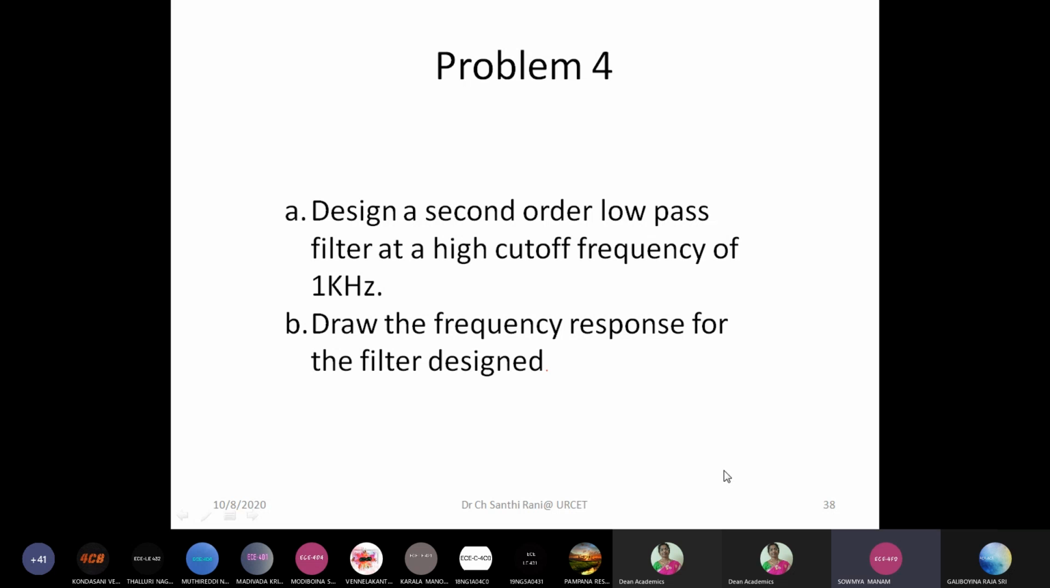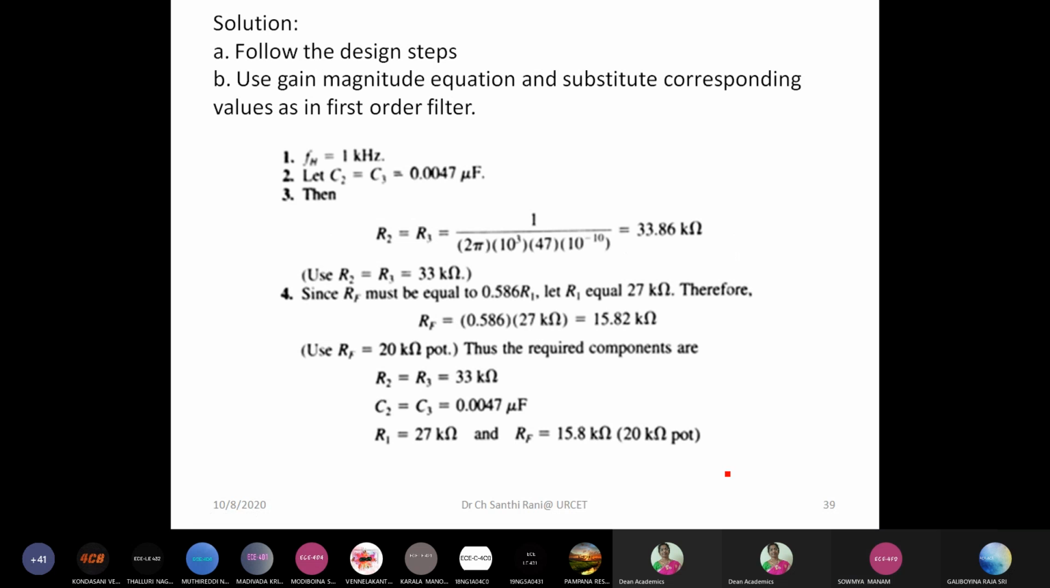Draw the frequency response for the filter design. And here, just the same steps we apply. FH is given, and C2, C3 equal to some value, any random value you can take. Then you calculate what is R. And after that, RF equal to 0.586 times R1. And R1, any value you take, just some value, some 27 kilo. Why 27? Why not 26? Why not 28?